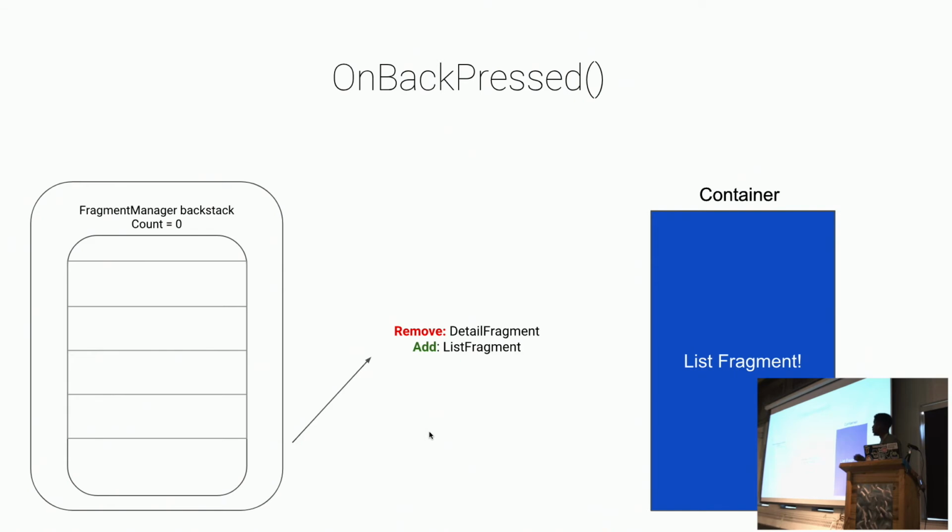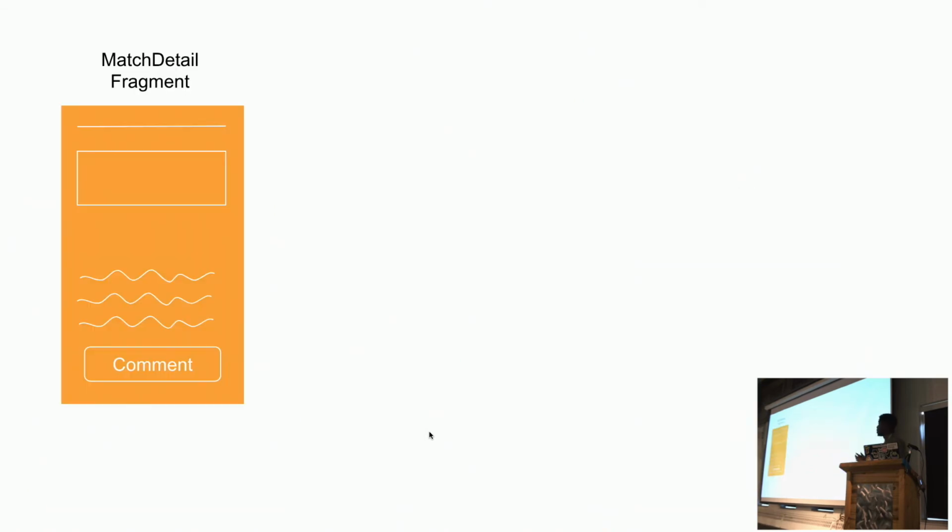So let's look at a more complicated example here. We have our match detail fragment. This tells us what current game we're looking at. England is playing Croatia. We have a little square, we can have a picture in there. But we have comments as well. Maybe users can add comments to the match.